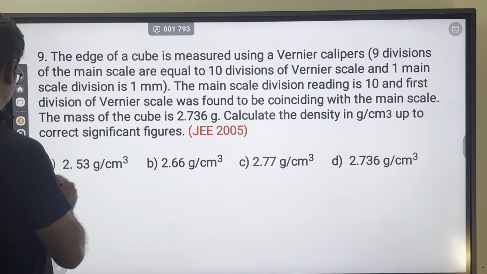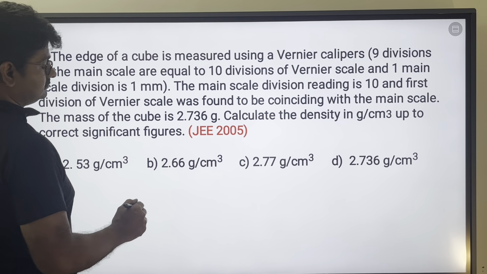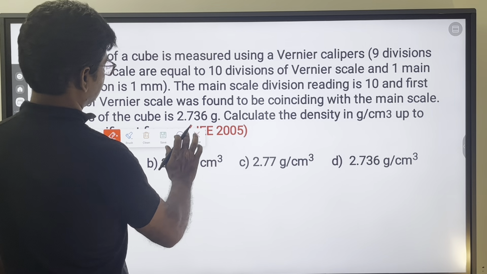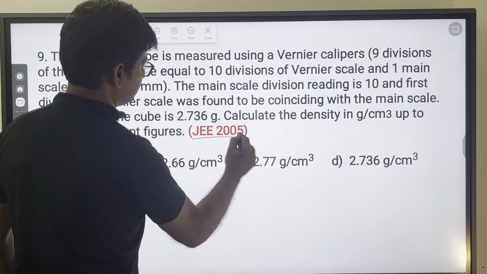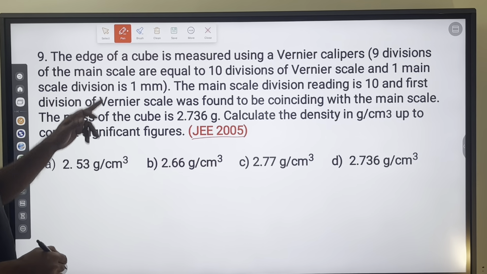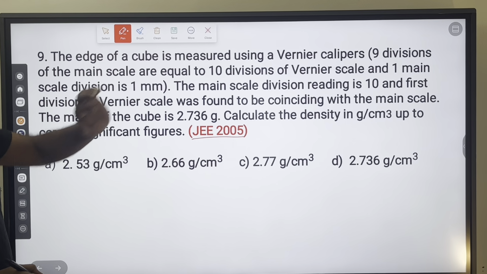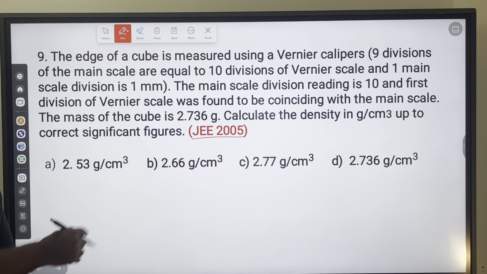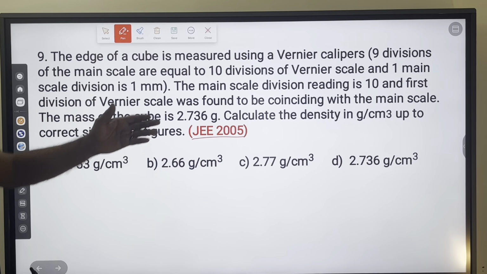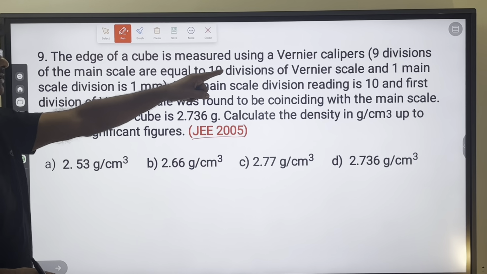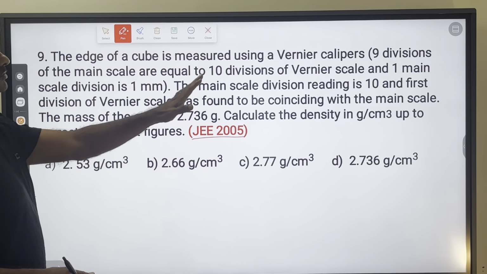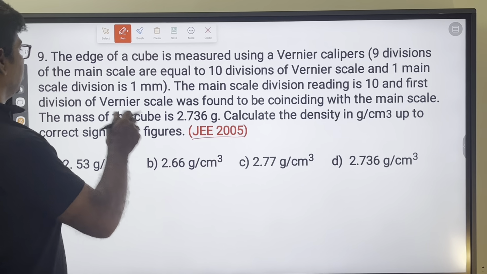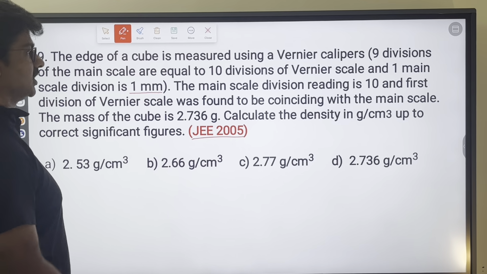So again, a JEE 2005 question. The edge of a cube is measured using a vernier calipers. The question mentions the vernier calipers, and based on that you can find the least count: 9 divisions on the main scale are equal to 10 divisions on the vernier scale, and 1 main scale division is equal to 1 mm.